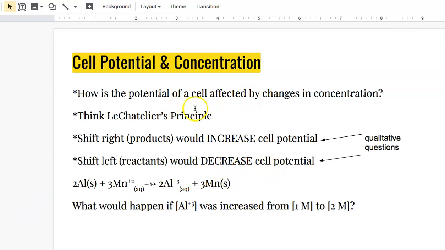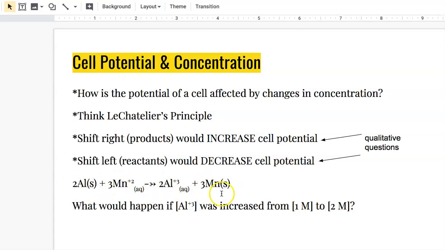Now we can also, as we've mentioned, concentration is important here, and we can change the cell potential by changing the concentration. Think about it with equilibrium, with Le Chatelier's principle. If we shift the reaction to the right, if we make more products, that'll increase the cell potential because you're trying to make more electrons move through the cell. But if we shift left, if we make more reactants, we'll decrease the cell potential because electrons can't move as easily then.